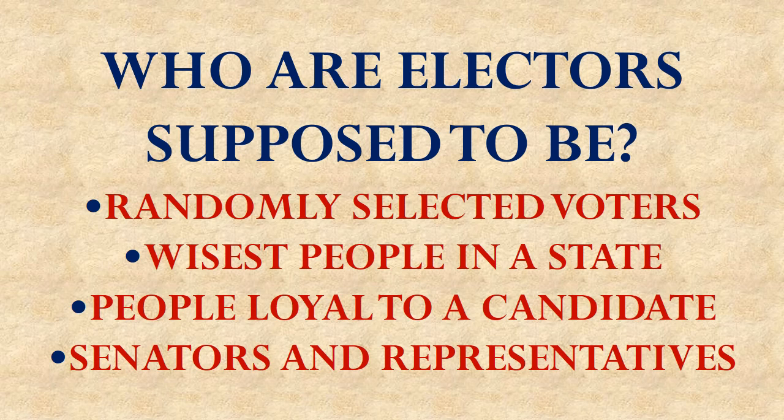Who are the electors supposed to be? Are they randomly selected voters? Are they the wisest people in a state? Are they people loyal to a particular candidate? Or are they the senators and representatives from that state? The correct answer is the wisest people in a state. Remember, that was the goal behind the Electoral College, as explained by Alexander Hamilton. It was a way to select the people most able to make a complicated decision like this.